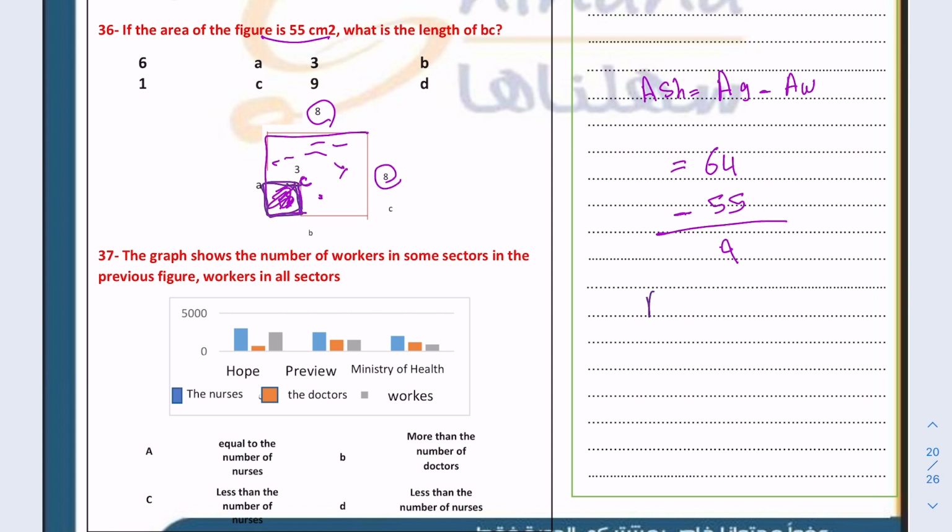The area of the small square equals side power 2. And the area is 9. As usual, I will take the square root on both sides. So the side will be 3. And I will choose 3. Let's take the next question.